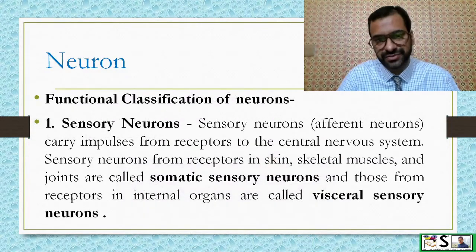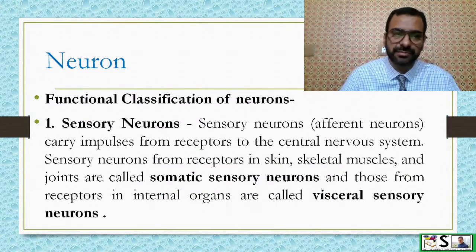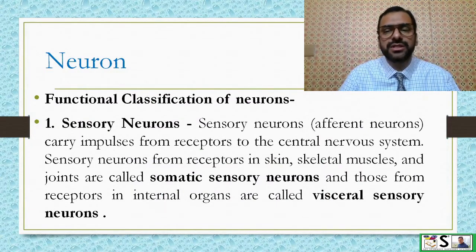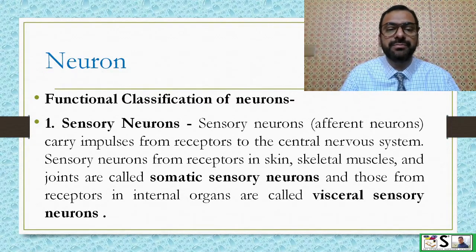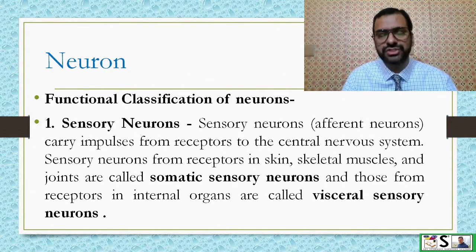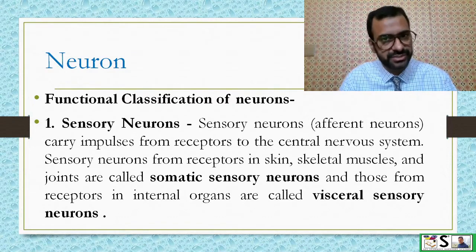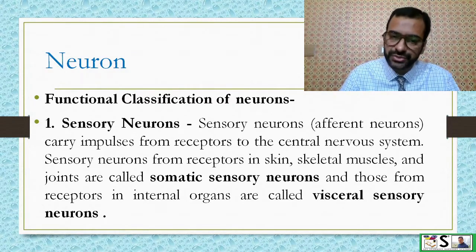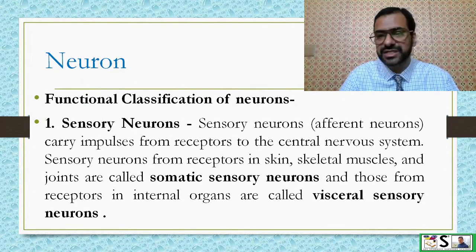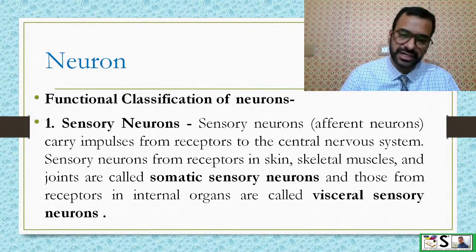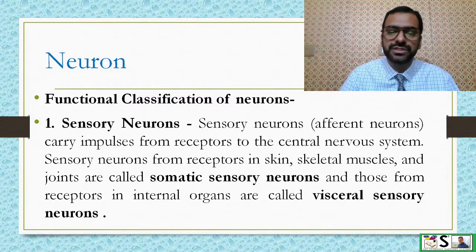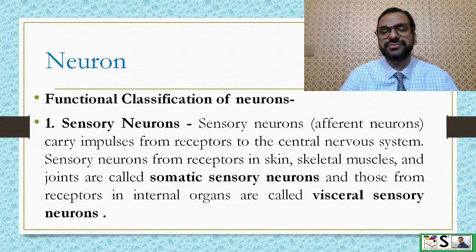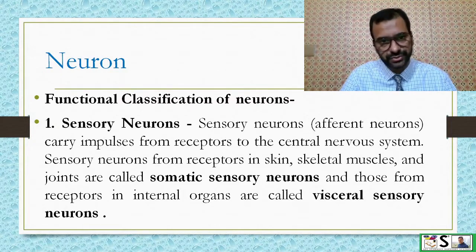Under functional classification, neurons are classified as number 1, sensory neuron. Sensory neuron or afferent neuron means incoming neuron. They carry impulses from receptors, which are situated all over the body, to the central nervous system. The sensory neurons from the receptors in skin, skeletal muscles, and joints are called somatic sensory neurons, and those from the receptors in internal organs are called visceral sensory neurons.